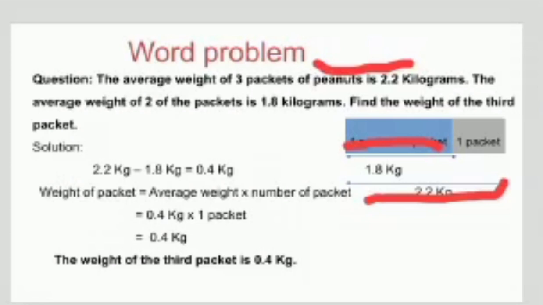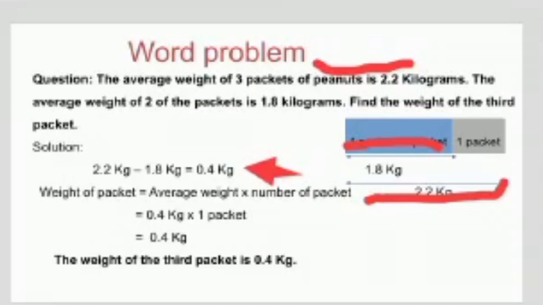So let's subtract 1.8 kg from 2.2 kgs, and I get the difference of 0.4 kilograms. So 0.4 kg is the average weight of the third packet of peanuts. But they are asking me about the weight of the packet, not the average weight. So the total weight I have to find out.